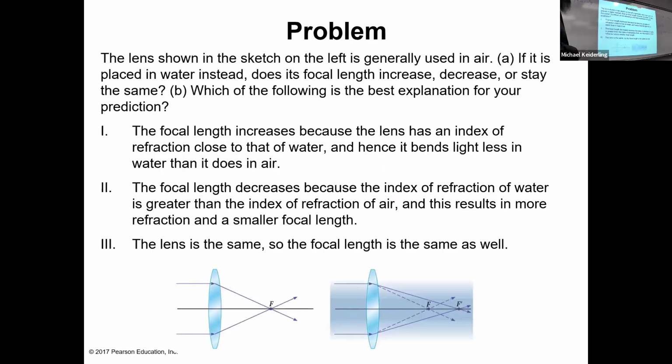So the lens shown in the sketch on the left is generally used in air. If it's placed in water, does its focal length increase, decrease, or stay the same? And what do you think is the best explanation?